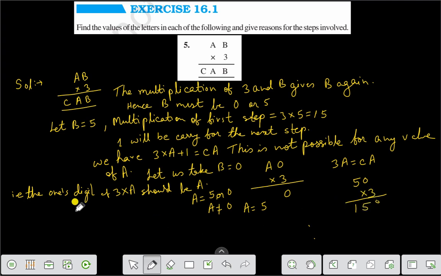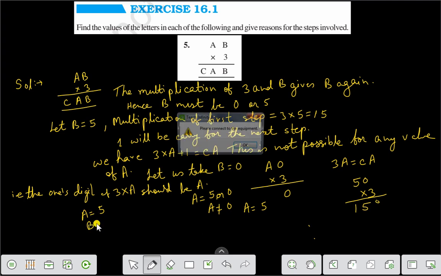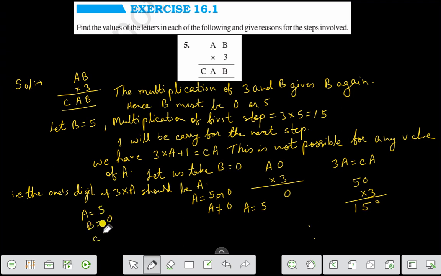Therefore here we are getting A is equal to 5 and C is equal to 1. A is equal to 5, B is equal to 0, and C is equal to 1. That is the answer.